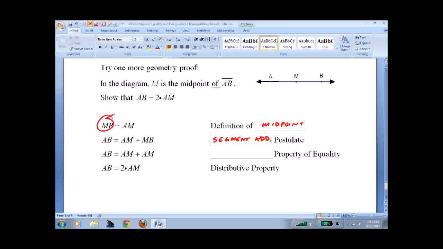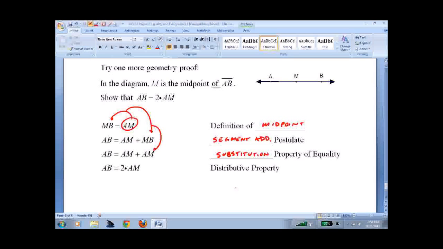Then we say, well, MB is equal to AM. AM is equal to MB. I'm going to take it and plug it in there. So that's substitution. We substituted it in. And again, we have property of equality. I never write the of equality. I just keep my life moving. And then we just sum them up. And that's actually the opposite of the distributive property, but we call it distributive property. If you're not confused, you should be.